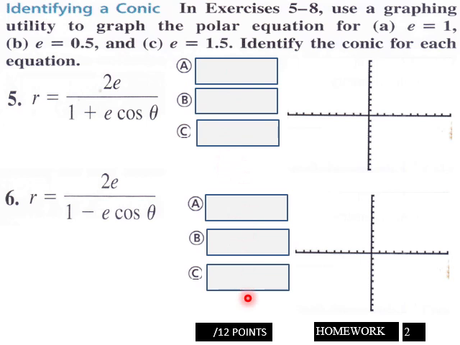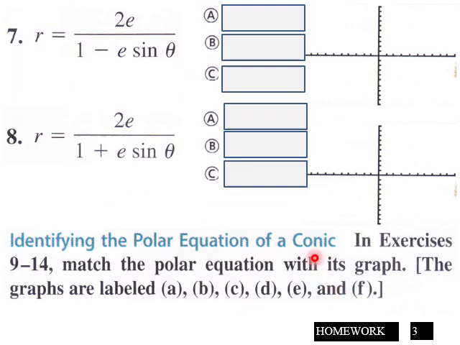Identify your conic here, what kind of conic it is. And then put them over here. Put them on the same grid. A, B, and C, okay? So you got 12 points here, page 2. Same thing here for 7 and 8.